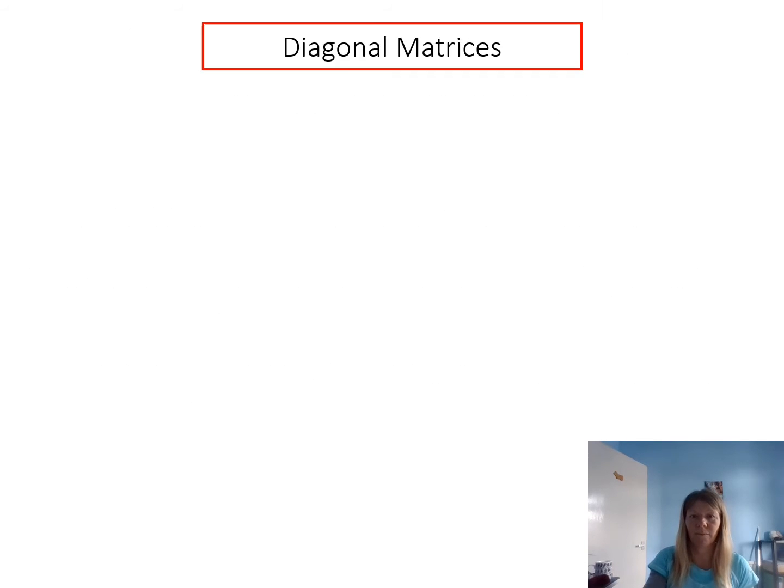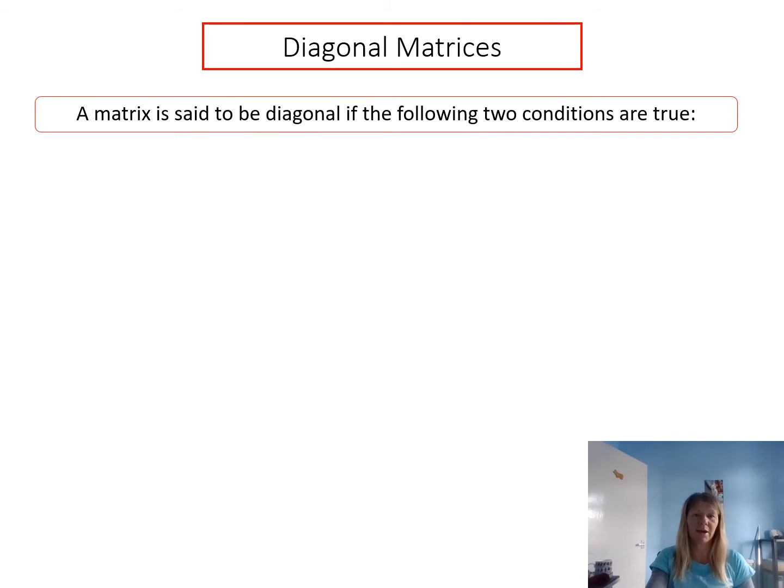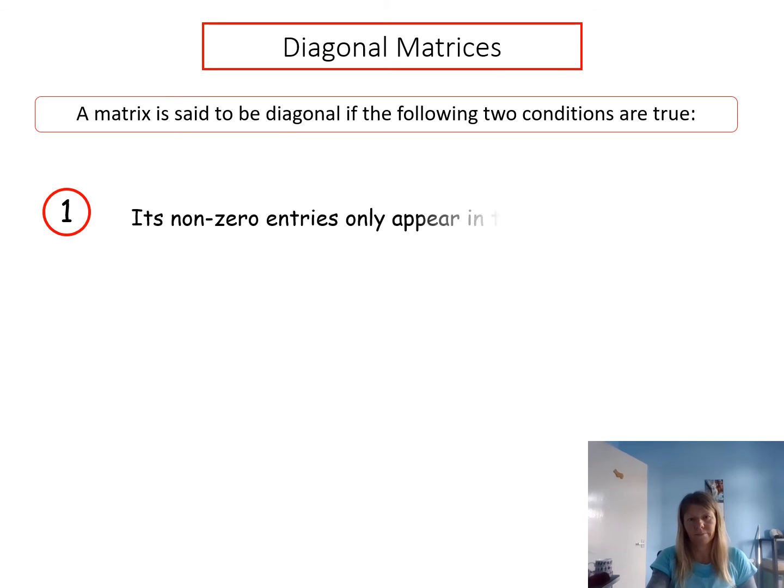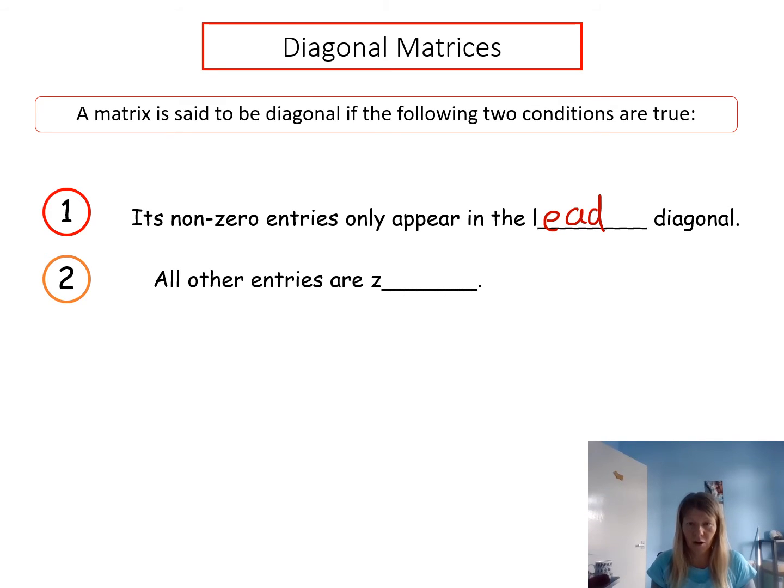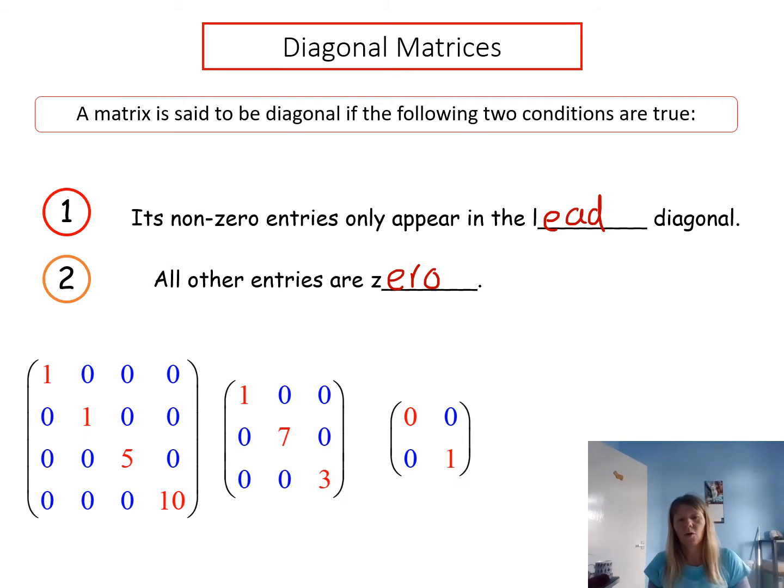So let's move on. For diagonal matrices, a matrix is said to be diagonal if the following two conditions are met. 1, its non-zero entries only appear in the lead diagonal. 2, all other entries are 0. So these 3 here are examples. They've all got numbers on the lead diagonal, which is in red, and all the other values are 0. It doesn't matter if a number in the lead diagonal is 0, as long as all the others are 0. So all those 3 are good examples.